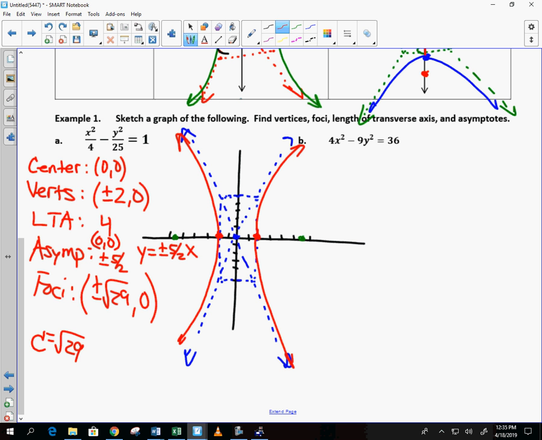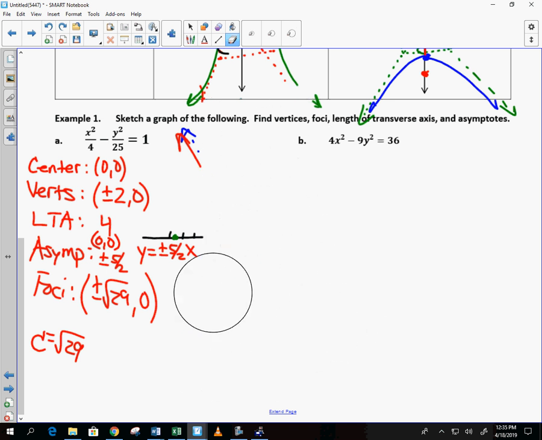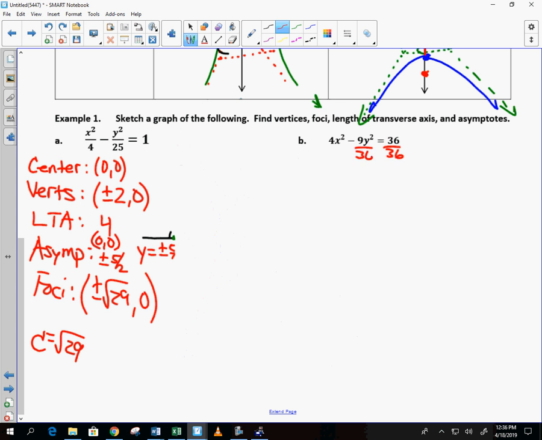Can we do this? Okay. 2 more examples. Letter B. What should I do first? Divide by 36. I get x squared over 9 minus y squared over 4 is equal to 1. So is this going to be horizontal or vertical? Horizontal, why? Y is negative, x is positive. Good.